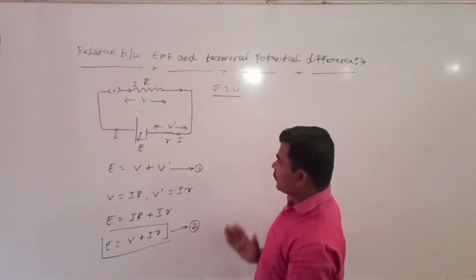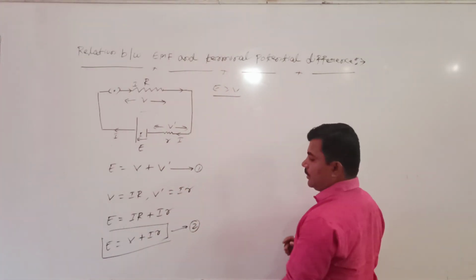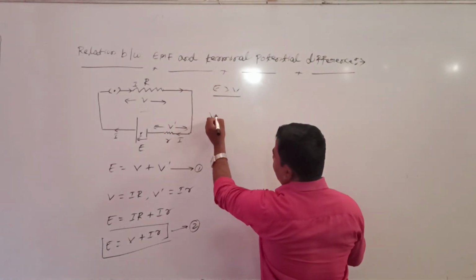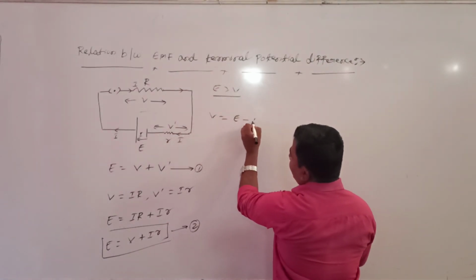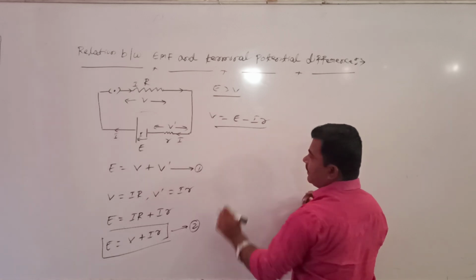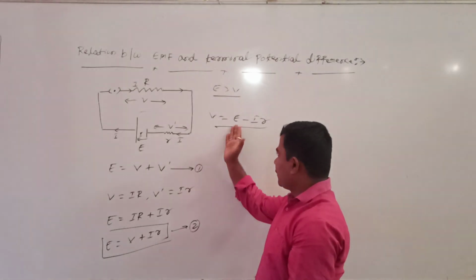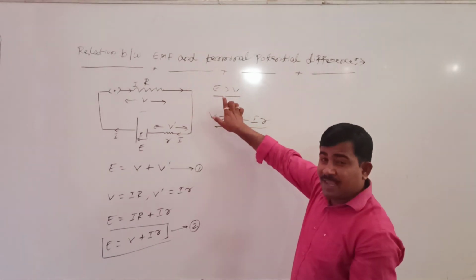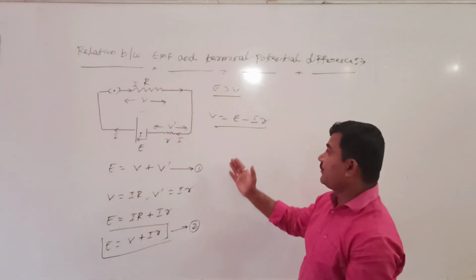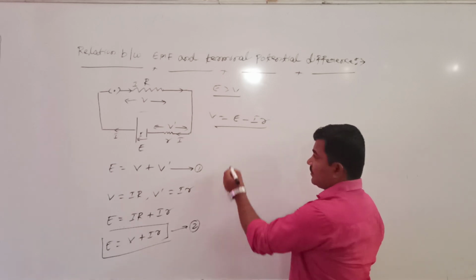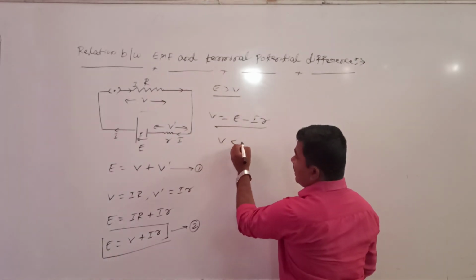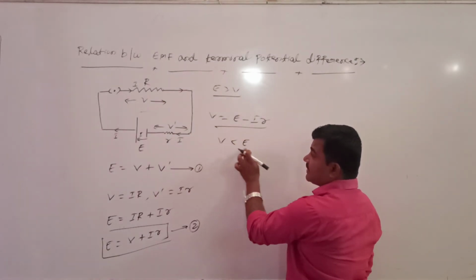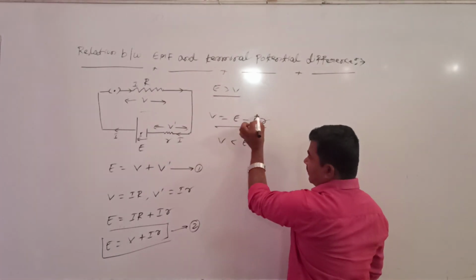How to write this equation 2? V equal to E minus Ir. Both equations are similar. From this equation, what does it indicate? EMF is greater than terminal potential difference. This also indicates that V is less than E. V is less than E by what amount? By this amount, Ir.